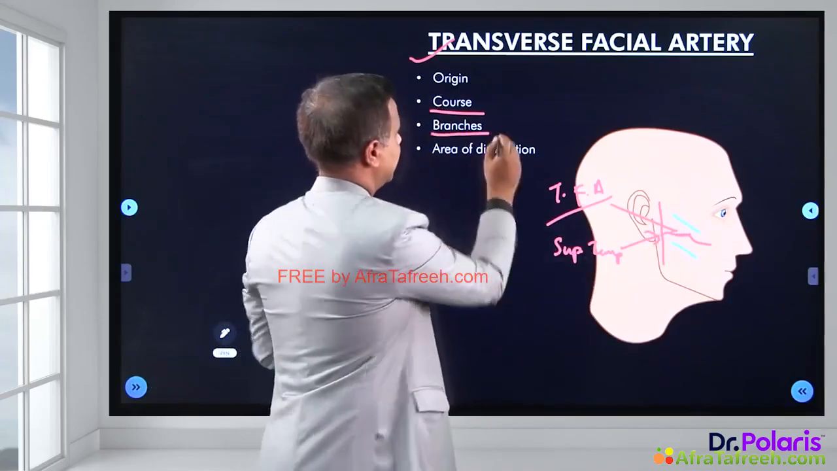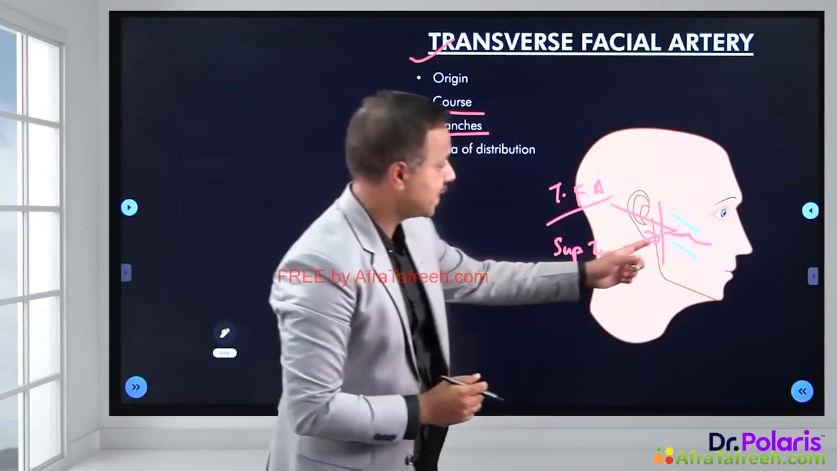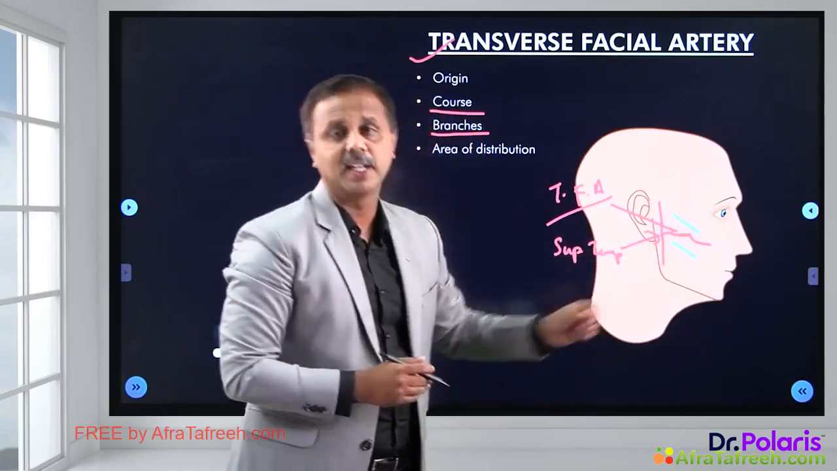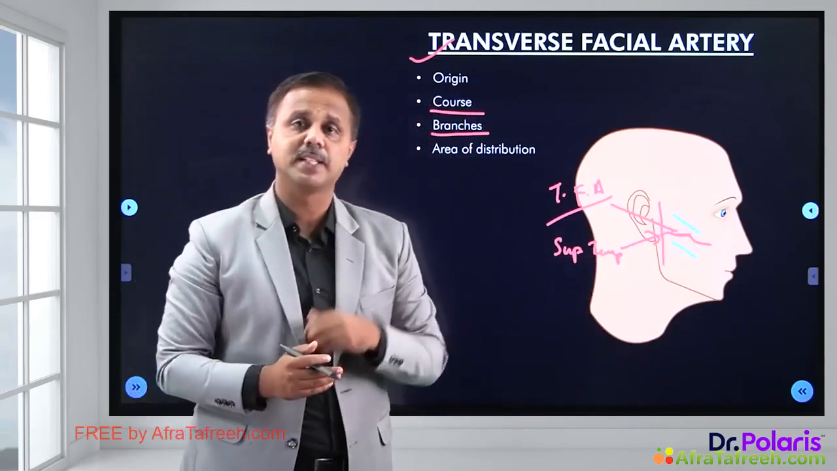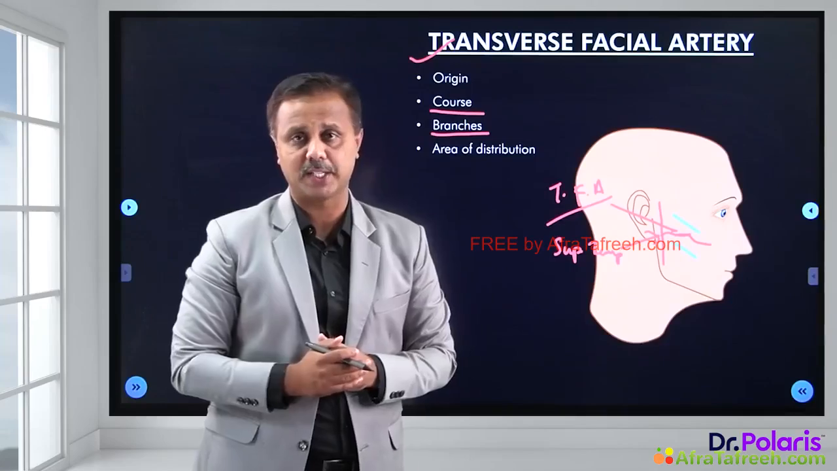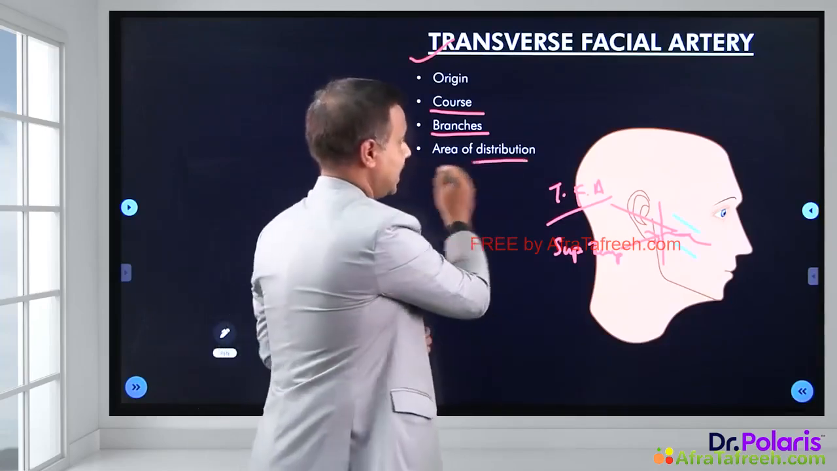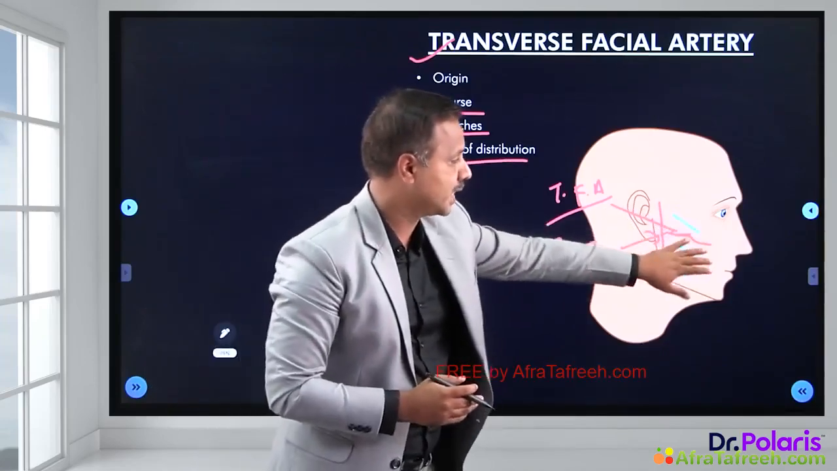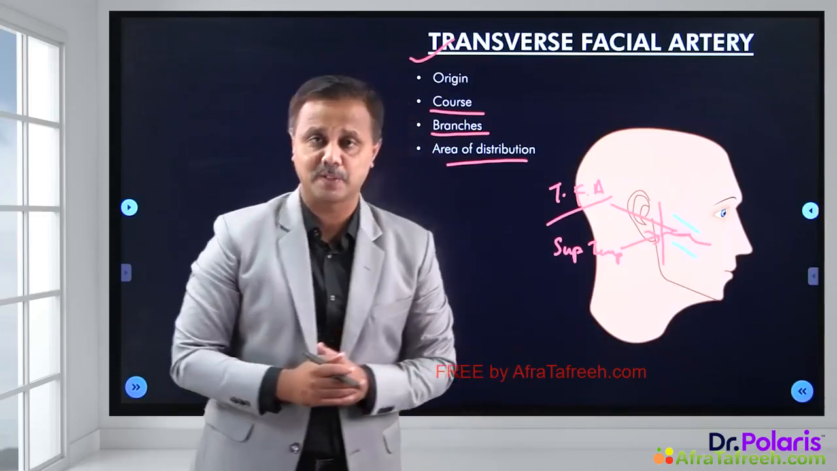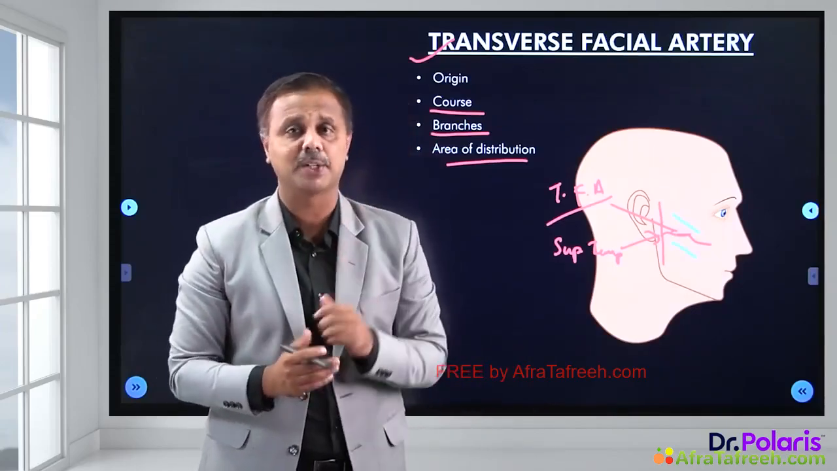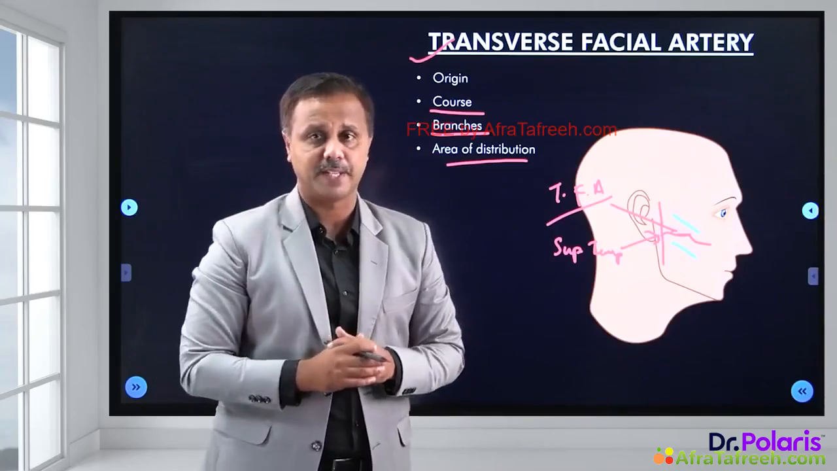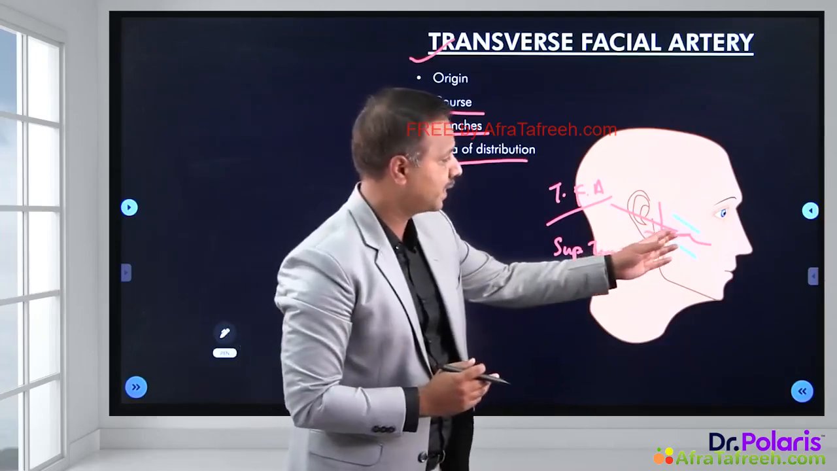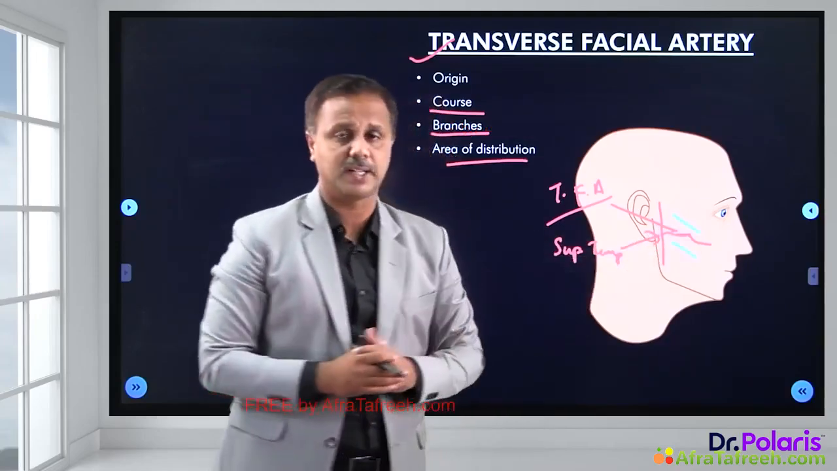Then what about the branches? Transverse facial artery gives smaller branches which will supply the area over the cheek, and then they will anastomose with the main branches coming from facial artery. So branches and area of distribution of transverse facial artery: the smaller branches which arise from this will anastomose with branches of facial artery supplying the lateral part of the cheek or the face. Is there any difference between the course of transverse facial artery and the facial artery?